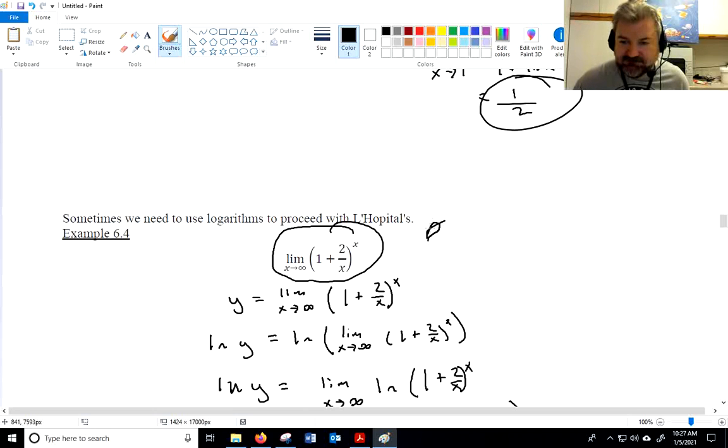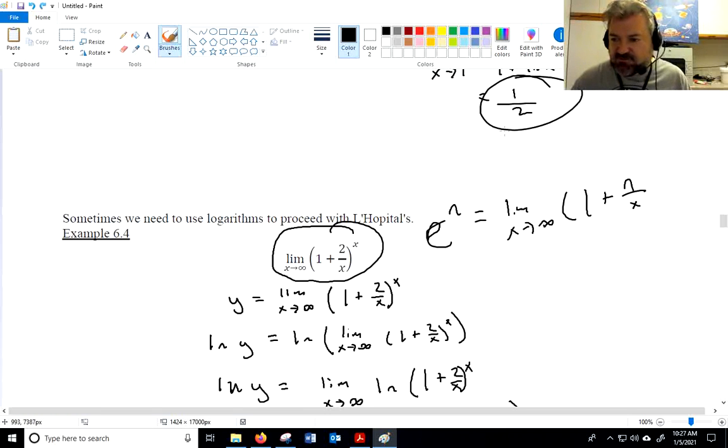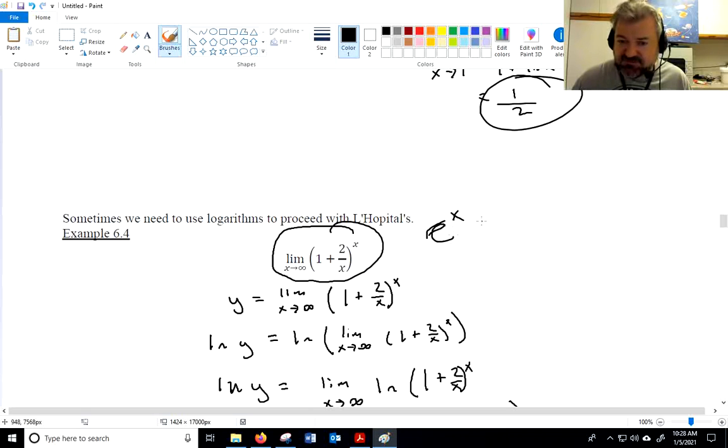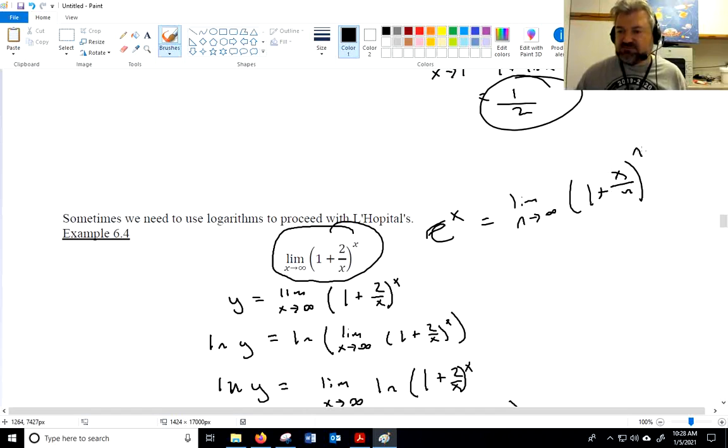e to the n is equal to the limit as x goes to infinity of 1 plus n over x, to the x. Or as it's probably better written, actually, e to the x is equal to the limit as n goes to infinity of 1 plus x over n, to the n. So that's one of our definitions of e. So that's the definition of e to the x.